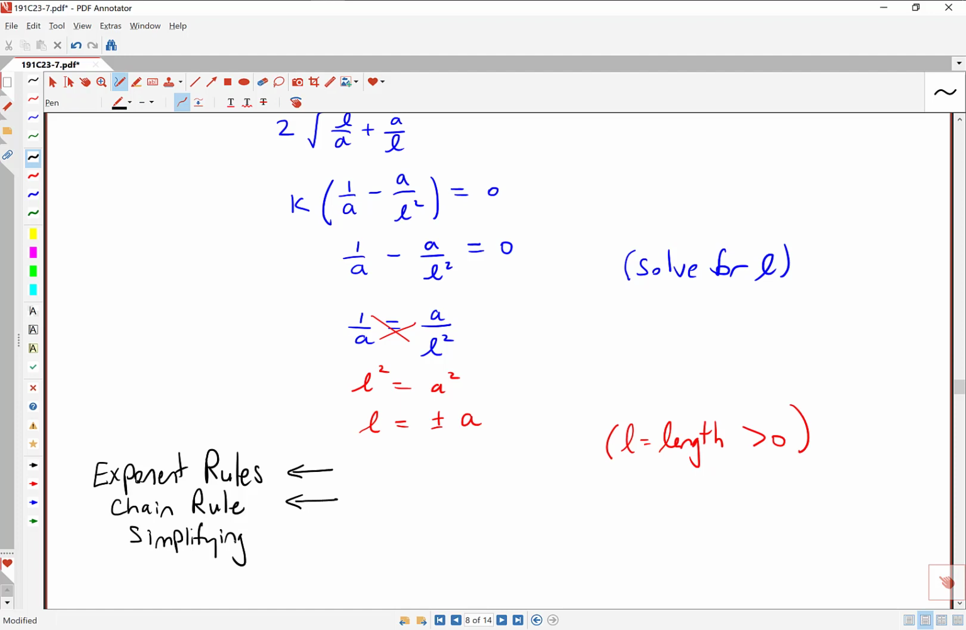The simplifying, it's just something that we're going to continue to work on in every math course to make sure that your algebra skills are up to speed, because occasionally in problems you need the simplifying. You don't need it in every single problem.